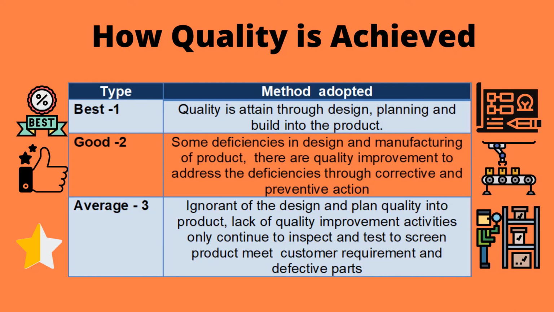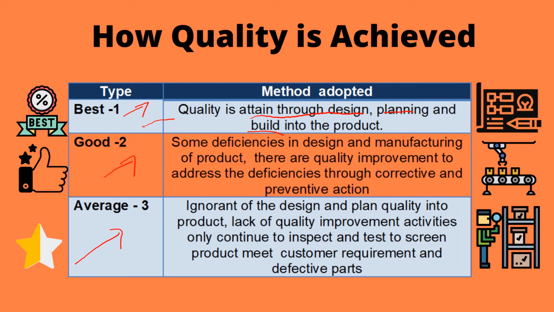Let's go through how quality is normally achieved in an organization. Here I have categorized organizations into 3 categories: the best type of organization, the good organization, and the so-called average. The method adopted to achieve quality for the best type is that quality is attained through design and planning, and built into the products. This means that during manufacturing there will be less headache, less problems, and a lot of effort is put in upfront to manage the quality, to plan the quality into the product itself.